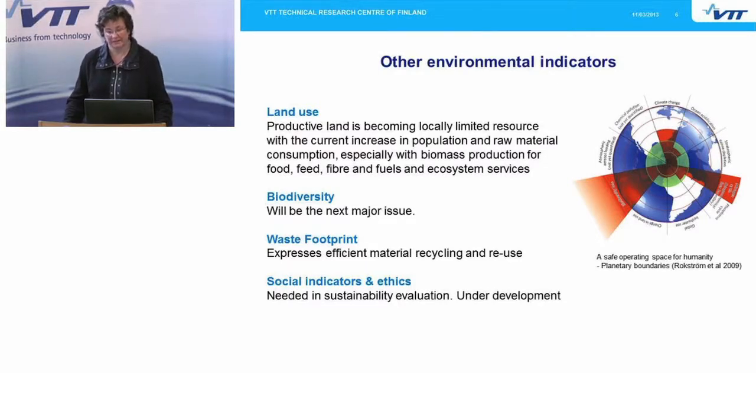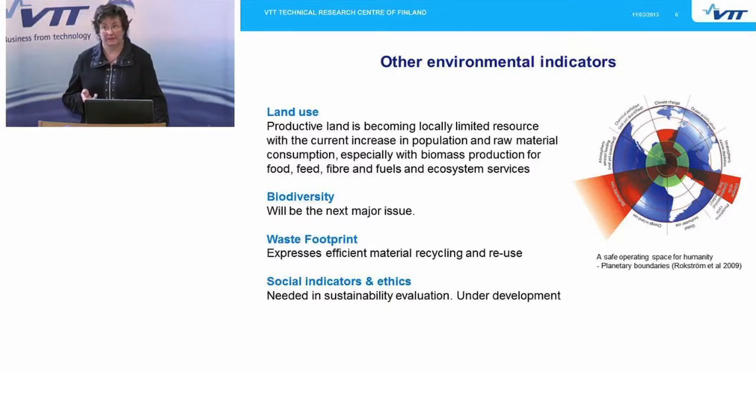Okay, there are other environmental indicators coming. And first I have listed land use. Land use is an indicator we have been working on quite a lot in the environmental science world for many years. It has become more and more important because there are limited land resources, but at the same time, for instance, biomass production needs more and more land because we want to eat it, use it as a fuel, or just use the land as an ecosystem service, so for recreational values.